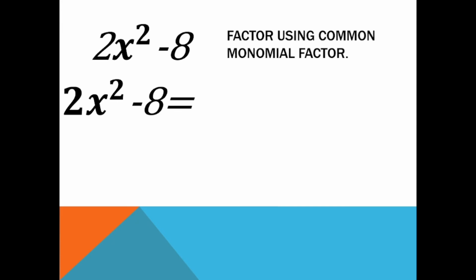Next, we have 2x squared minus 8. So, first, we will factor out the common monomial factors since 2 and 8 are not perfect squares. Now, the common monomial factor of 2x squared and 8 is 2. So, we will place it outside the parentheses. And then, we will divide each term. 2x squared divided by 2. The answer is x squared. 8 divided by 2 is 4.